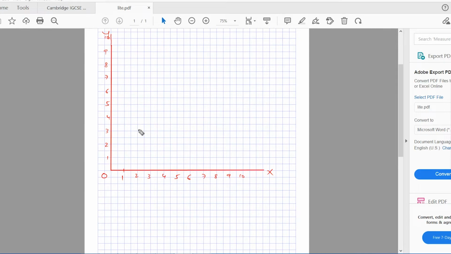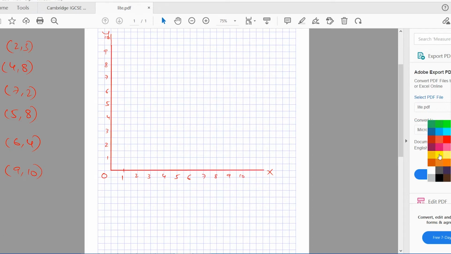Okay. So now, if I tell you that we need the coordinates (2, 3), (4, 8), (7, 2), (5, 8), and (6, 4), 9, and 10. Now, if you have to plot these coordinates, how would we do this? I'll keep this a bit bigger and let's use green over here.